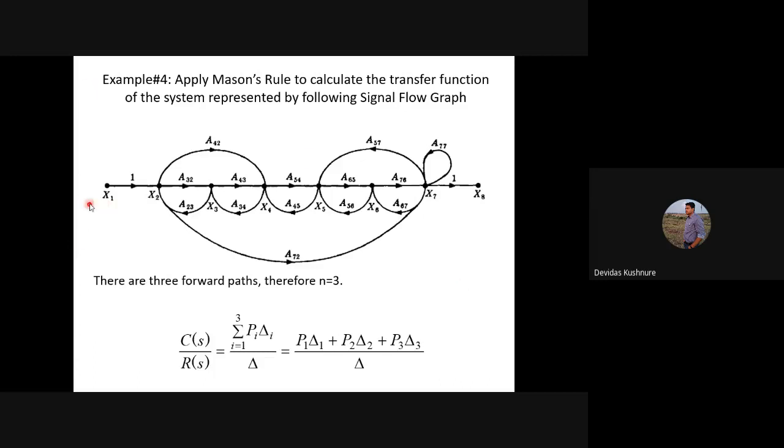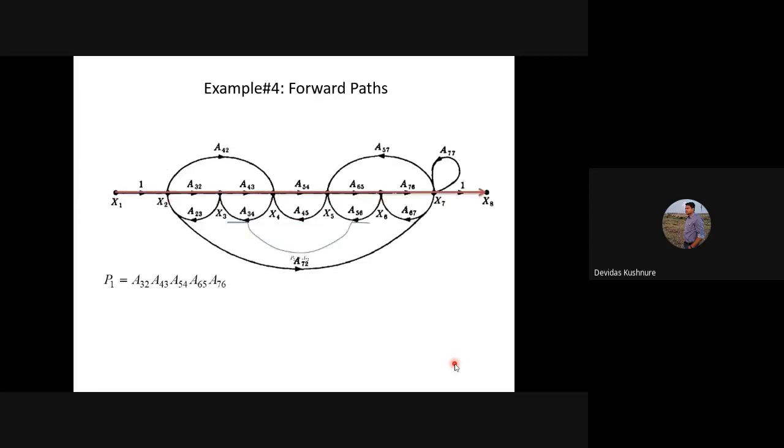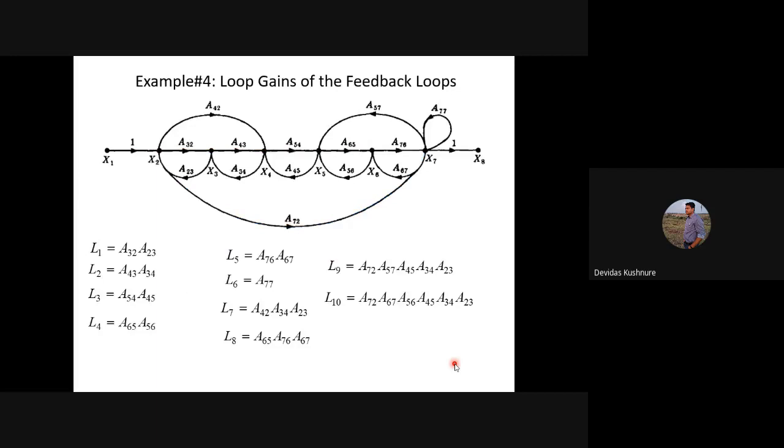You can see this is one of the paths. First, this is the second path, and you can see there is one more path from this side. Starting from here, this is the third path, right? So we can have first path, second path, and third path, right? So path 1, path 2, and path 3. Now we have to calculate individual loops.